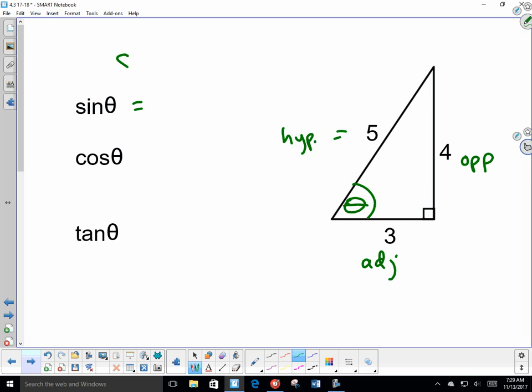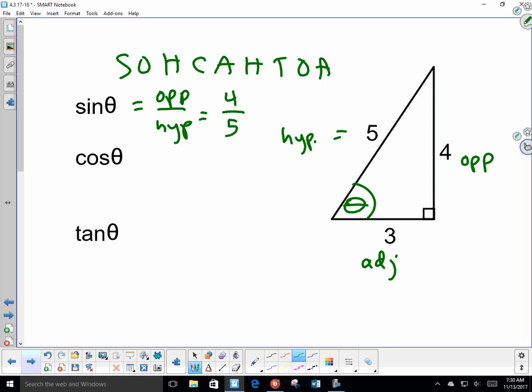Now if I want to find the sine of this angle theta, I need the opposite, remember SOH CAH TOA, spelling counts here. The sine is the opposite, which is 4, over the hypotenuse, which is 5. So sine is the opposite over the hypotenuse, that would be 4 over 5. How about the cosine? Cosine is going to be adjacent over hypotenuse, right? CAH. And so that's going to be 3 over 5. And the tangent is going to be the opposite over adjacent.